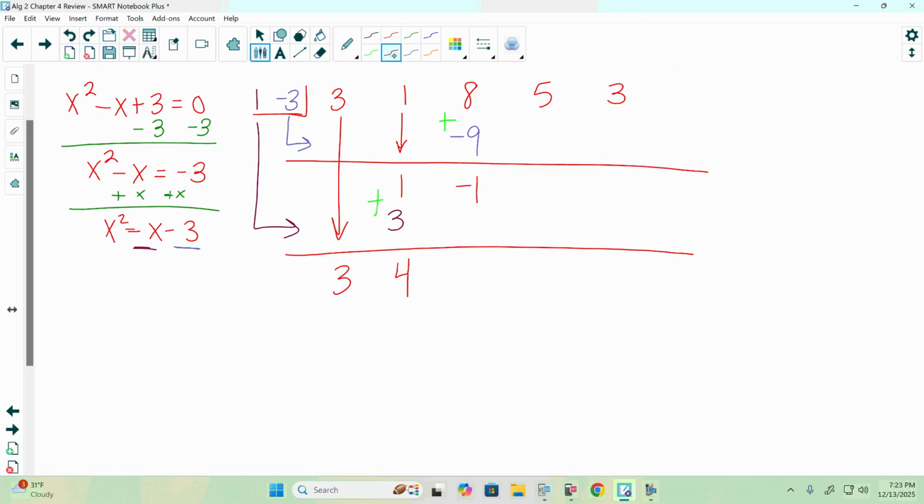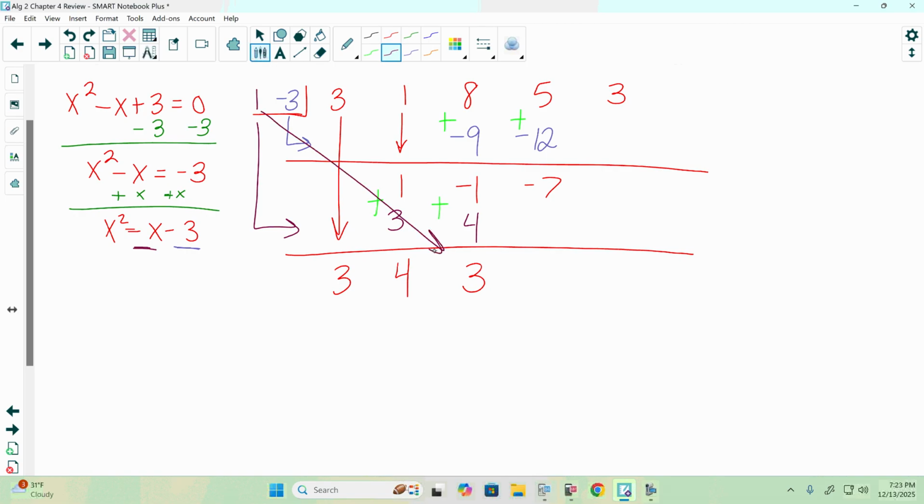Repeat the process. Our 1 times 4 is going to give us positive 4. Negative 3 times positive 4 is going to be negative 12. And then we're going to add. Negative 1 plus 4 is going to give us 3. Then we're going to add our 5 plus negative 12. 5 minus 12 is going to give us negative 7. We're going to do our product one more time.